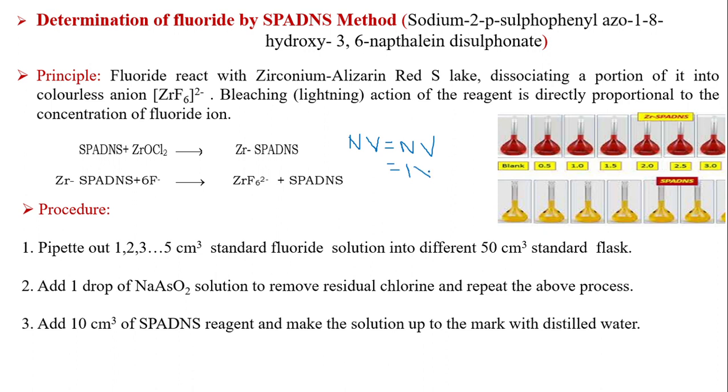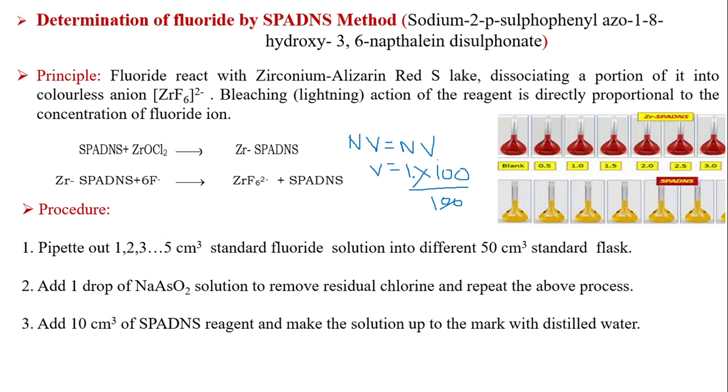Which standard flask will you be using? I am going to use a 100 ml standard flask, so I'll put it as 100. What quantity of working standard do I need to take? So V is equal to N2V2 divided by N1. My working standard is a 100 ppm solution. But here I have taken 50 cm cube, which means it becomes 0.25 only. So the 100 gets cancelled and V becomes 1 ml.